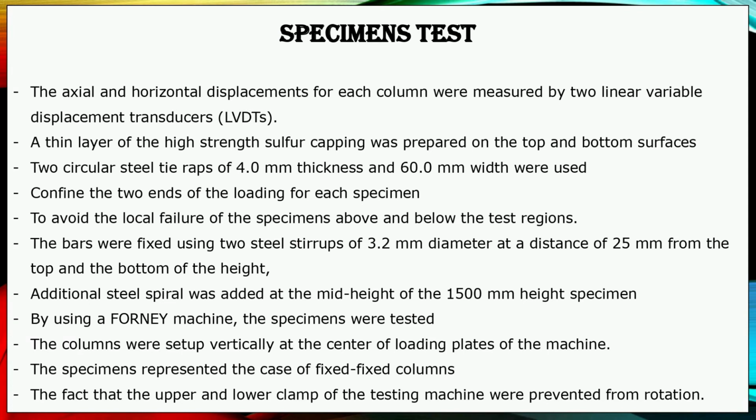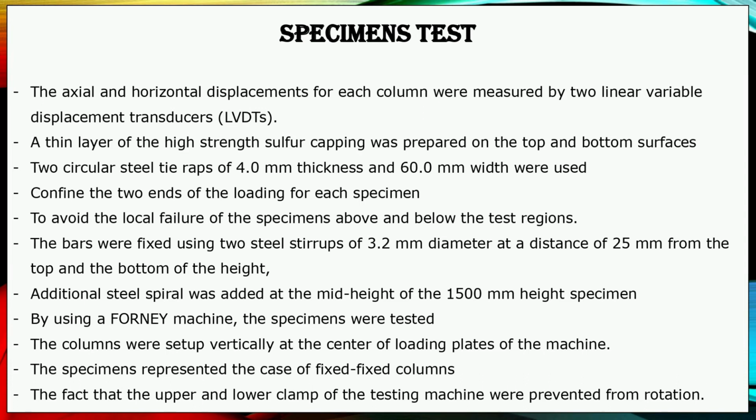Two circular steel tie wraps of 4 mm thickness and 16 mm width were used to confine the two ends of the loading for each specimen, and also to avoid local failure of the specimen above and below the test regions. The bars in all CFFT specimens were fixed using two steel stirrups of 3.2 mm diameter at a distance of 25 mm from the top and the bottom of the height. To fix the bars during casting, an additional steel spiral was added at the mid-height of the 1500 mm height specimen.